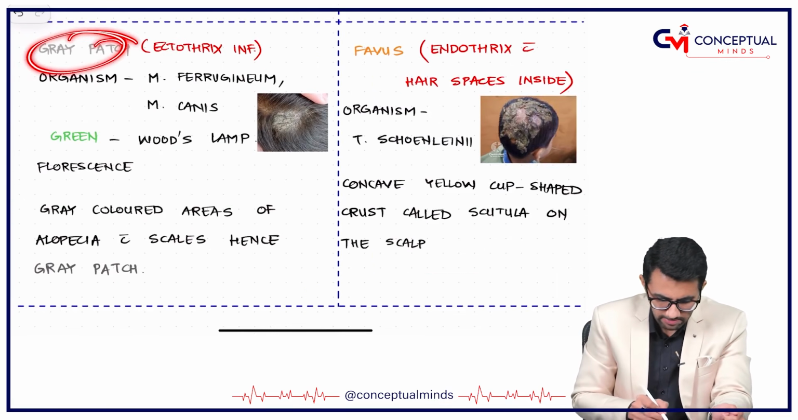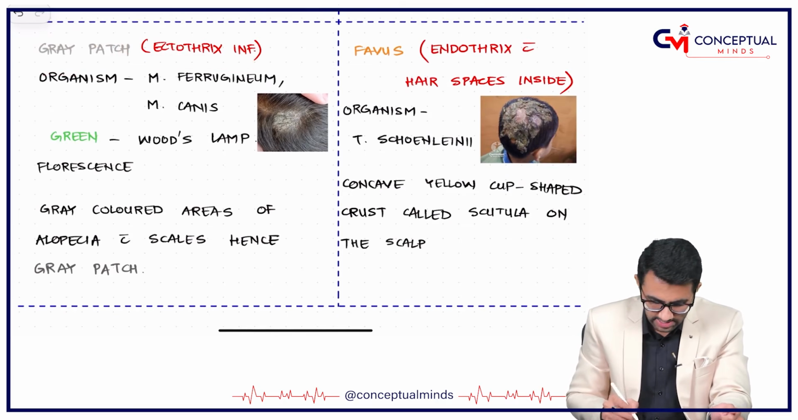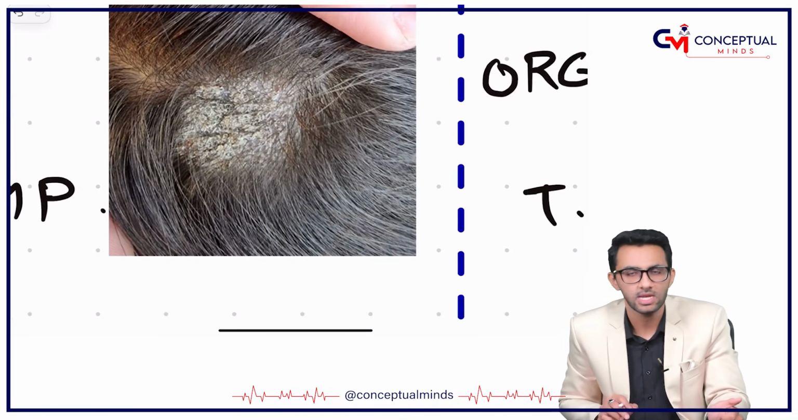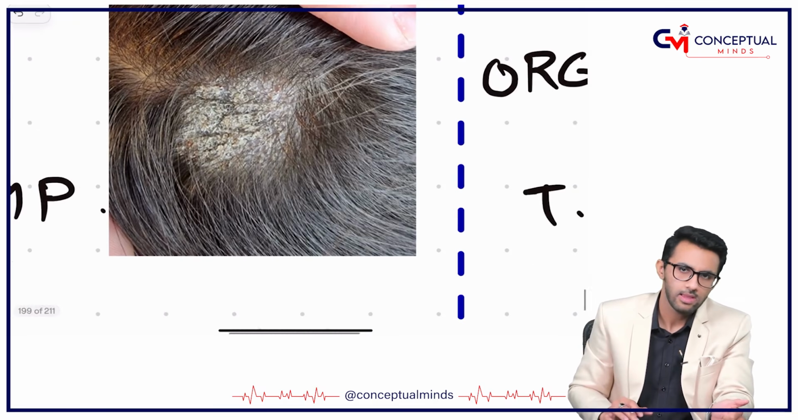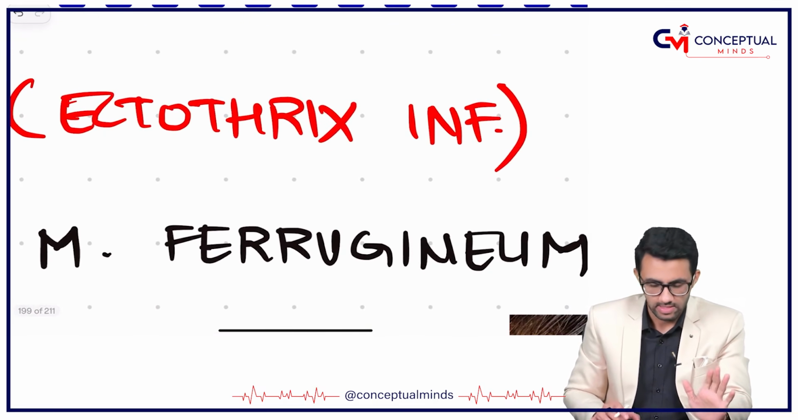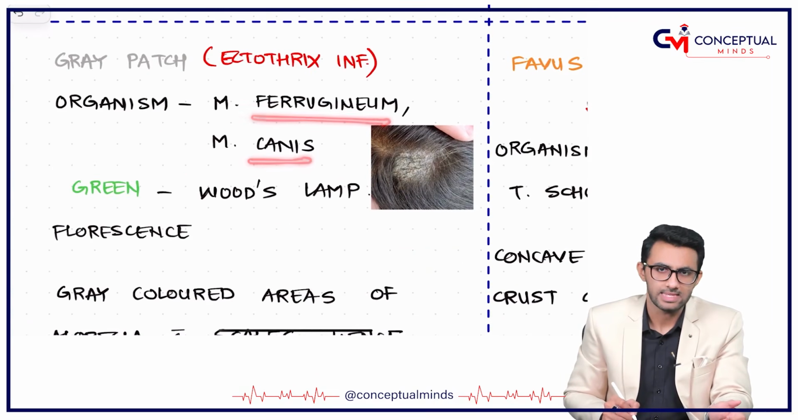The gray patch is because of ectothrix. Yes, ectothrix is outside. Okay, that is the reason we see something like this. Will we see the black dot sign? No. Okay, why? Because of the nature of the fungal spore. All right, fine, this much is good. Cool. So who is causing it? Ferrugineum and canis. Okay, the gray cats. Yes, this is the example for it.